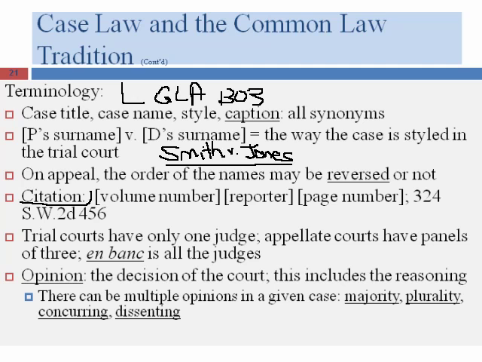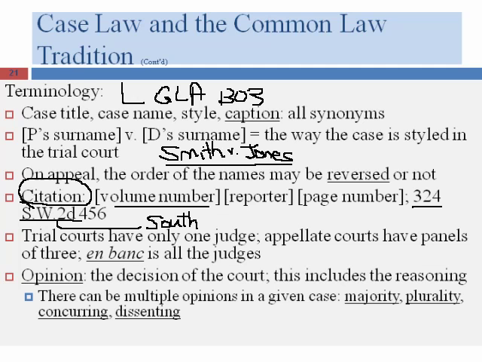Let's talk about the citation. This is where you find a published case. Let's say Smith versus Jones was litigated and got to an appellate court, and the appellate court issued an opinion. You'd want to find that opinion to cite it. This is an example of a citation. The first set of numbers gives you the volume number. The second tells you the particular reporter. Texas cases, state cases, are published in the Southwestern Reporter series. This is a fact that you'll want to know.